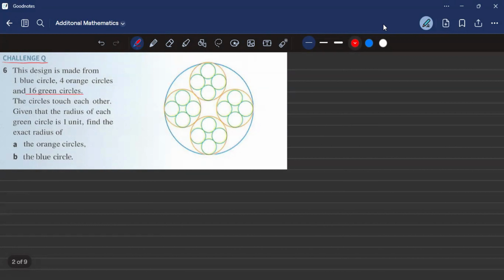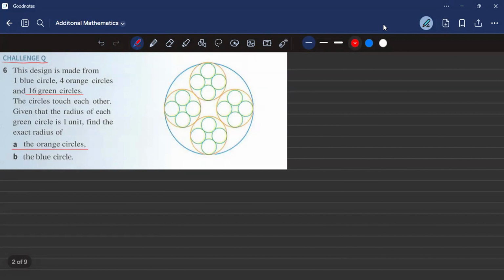So what we are going to say, they have told us that all of those circles are touching each other, given that the radius of each green circle is 1 unit. Find the exact radius of the orange circle. So first of all, we are only going to focus on the orange circle.